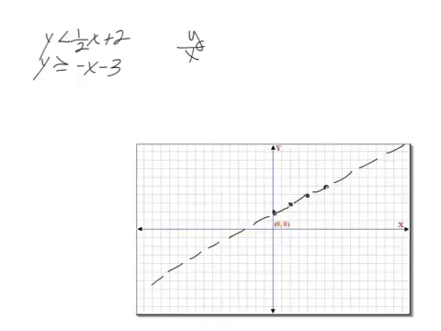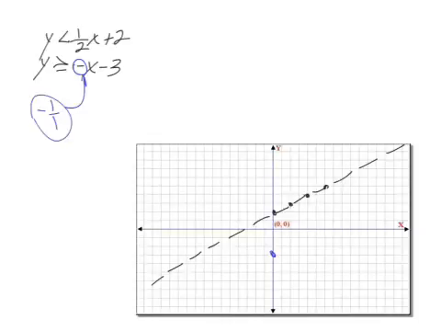Okay, let's look at the second one. We'll do this one in blue. The second one says we're going to start at -3. And then the slope is -1/1, because when there's a negative and there's no number, you put a 1 in front of the x, make it into a fraction. -1/1 is the same as -1, which you don't even have to write.